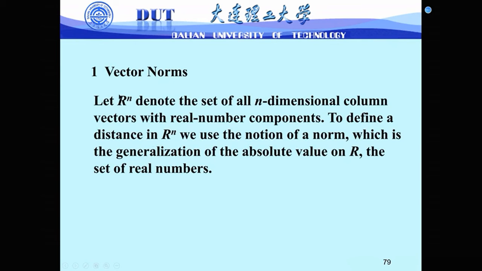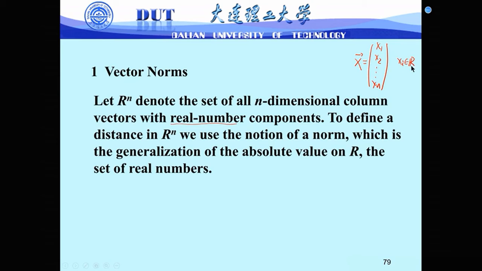Let Rn denote the set of all n-dimensional column vectors with real number components. That means, for example, we denote a vector x by x1, x2 to xn. It is an n-dimensional column vector, right? So real vector, real numbers.